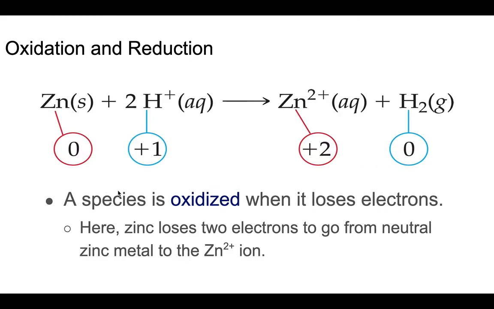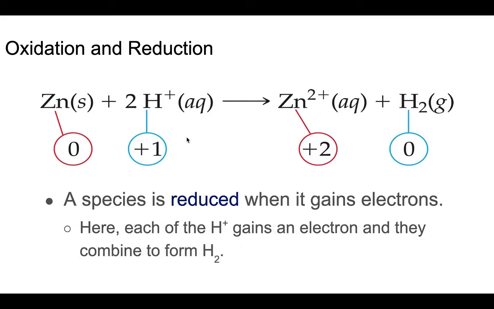And so just like we've been saying, a species is oxidized when it loses electrons. Here we see that it is the zinc that must be losing electrons because it goes from neutral to charged. And we see that its oxidation number increases. The species is reduced when it gains electrons. That'd be the hydrogen here. The hydrogen goes from an ion to the diatomic molecule. It needed to gain electrons to do that. In addition, its oxidation number is reduced. It goes down.